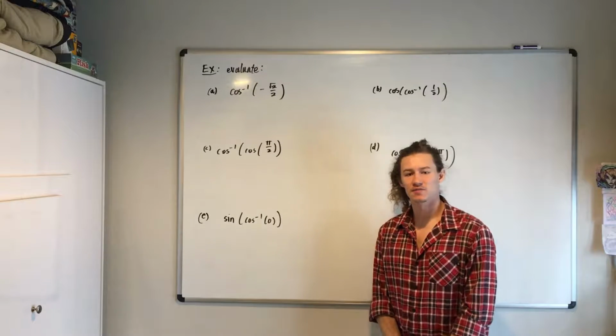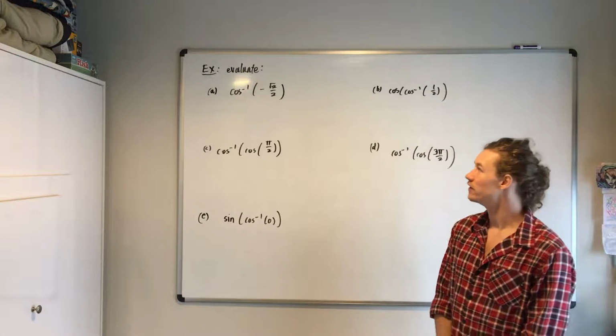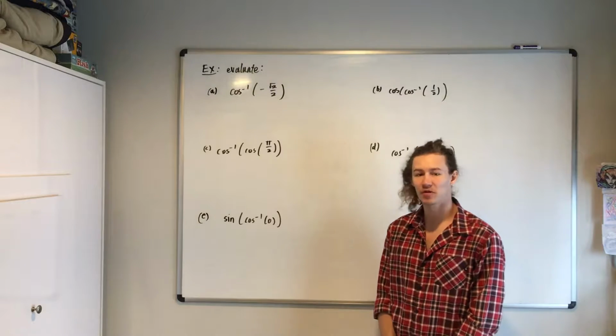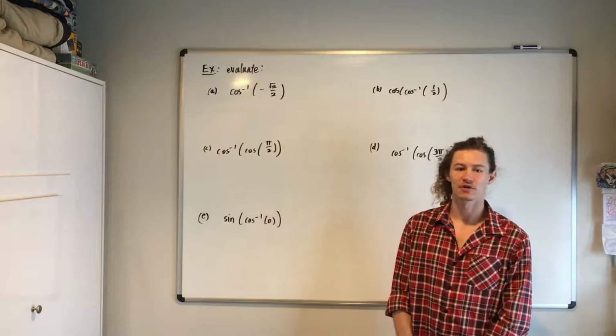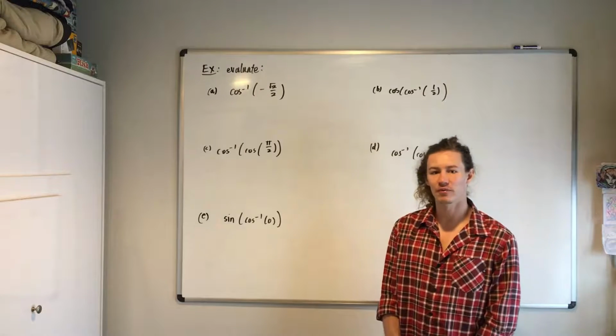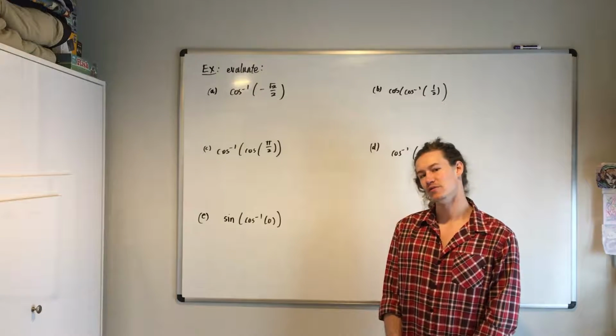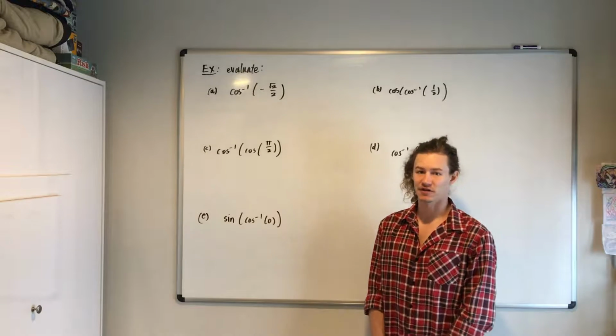Alright, let's go ahead and take a look at these problems. These problems involve the inverse cosine, so let's talk just real quick about those properties. Recall the inverse cosine's domain is -1 to 1, including -1 and 1. Its outputs, or its range, are between 0 and pi, including 0 and pi.